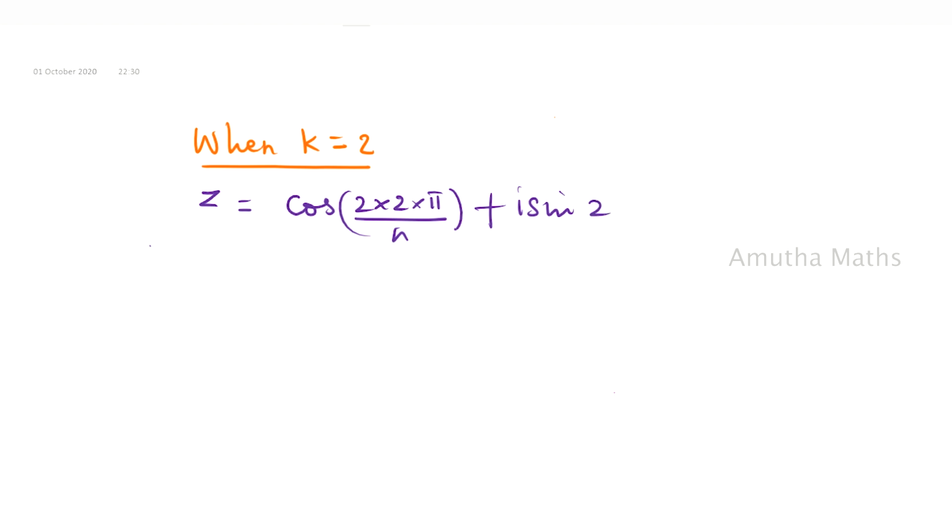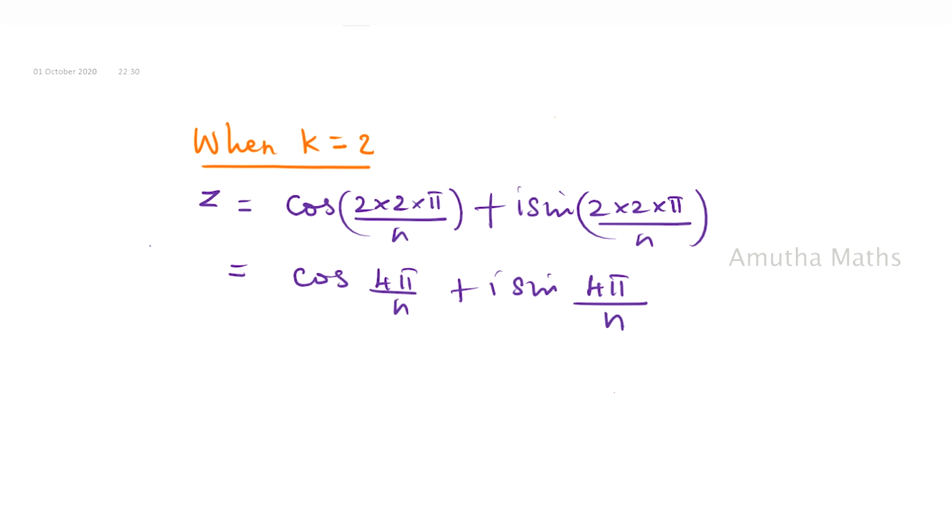So 2 into 2 into pi by n. What will you get? That is equal to cos 4 pi by n plus i sin 4 pi by n. So this can be written as e power i into 4 pi by n. So here, 4 pi by n, 4 pi by n, so e power i into 4 pi by n.